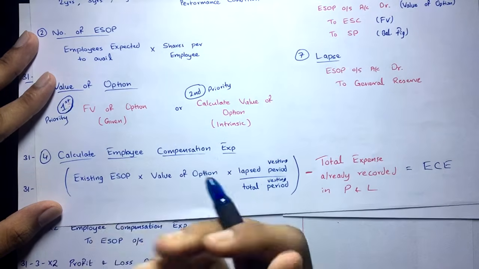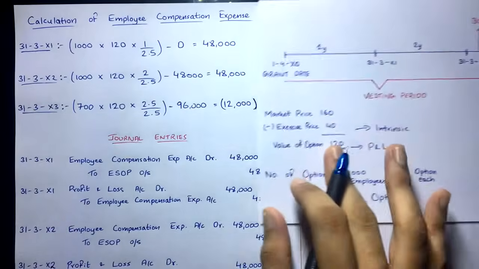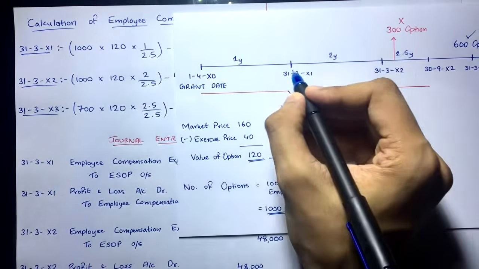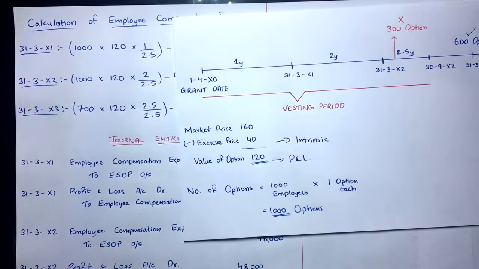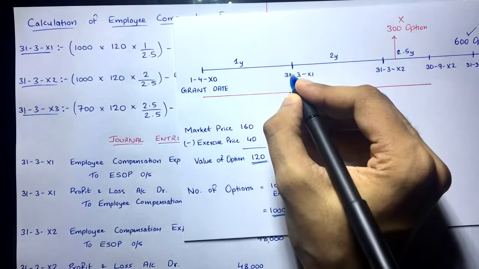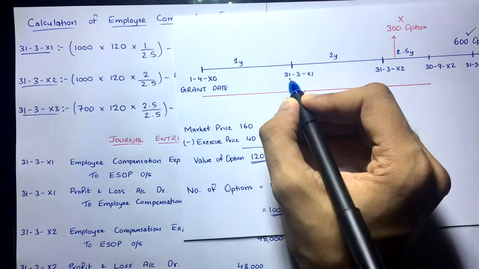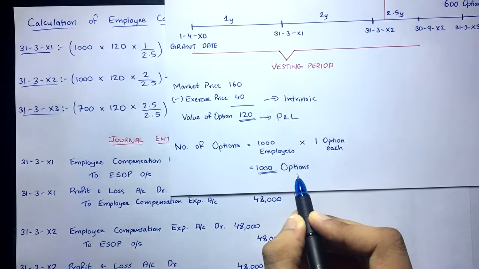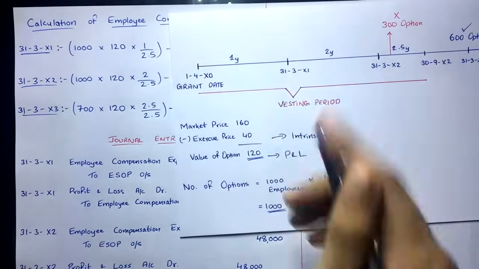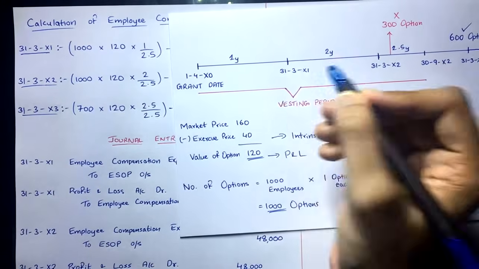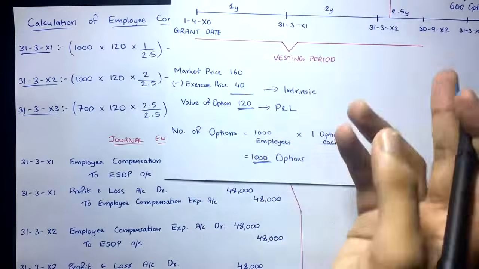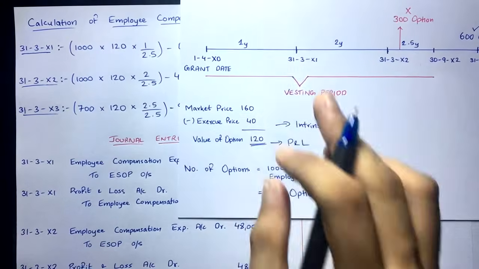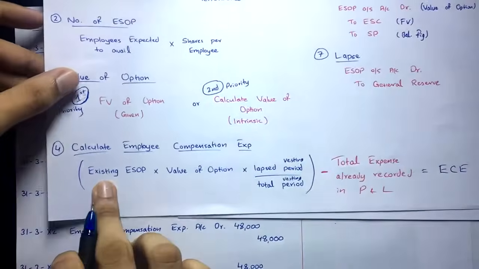Existing ESOPs: whatever ESOPs you think will be exercised in future, you have to see at the end of every year how many options will be exercised in future. So how many options did you issue? We issued 1000 options, right? So on this date we are hoping that all the 1000 options will be exercised in future. You are thinking that 1000 are existing options. Is that clear? So that's what you have to take here.